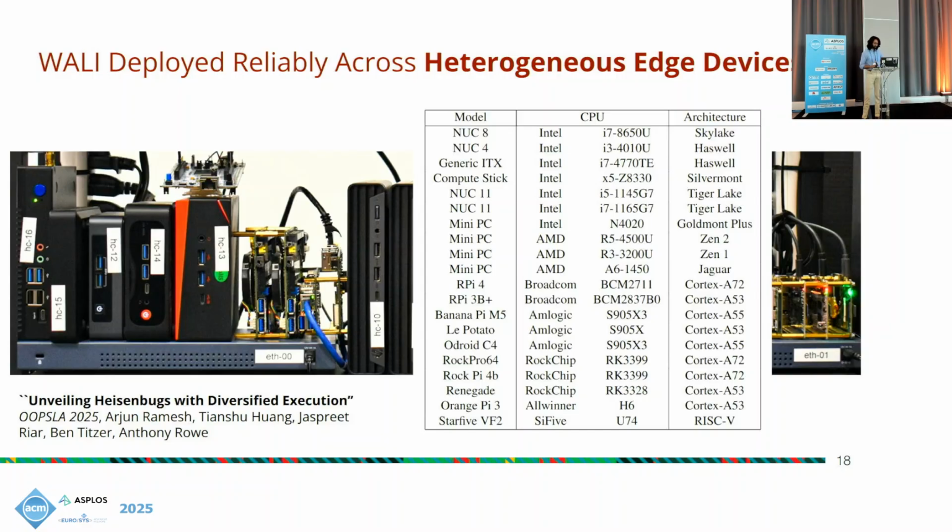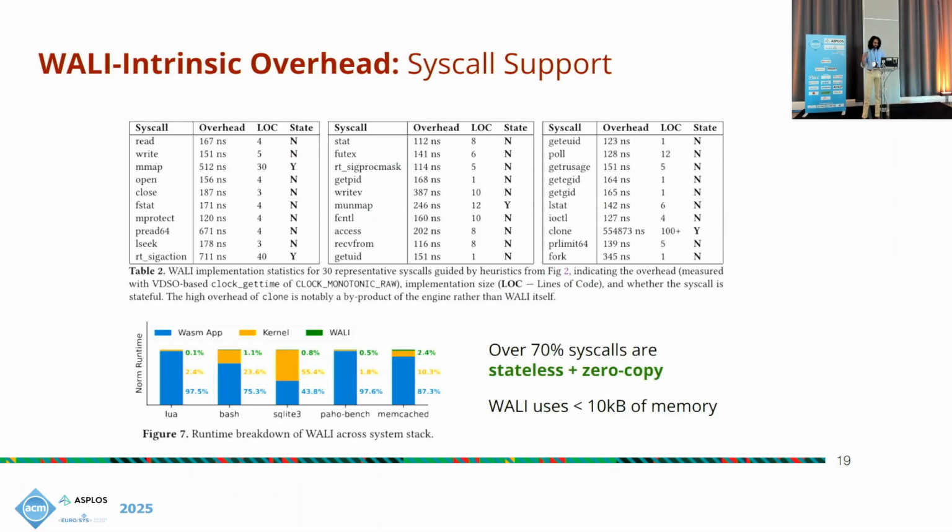And we actually have a follow-up work that's going to be presented at UPSLA this year on how we use dynamic analysis coupled with Wally to enable new research over this framework. So Wally itself has a very low intrinsic overhead because what we mostly do is end up having stateless zero-copy syscalls. And this ends up being basically less than 10 lines of code and uses very little memory. And details of the overheads are also available in the paper.